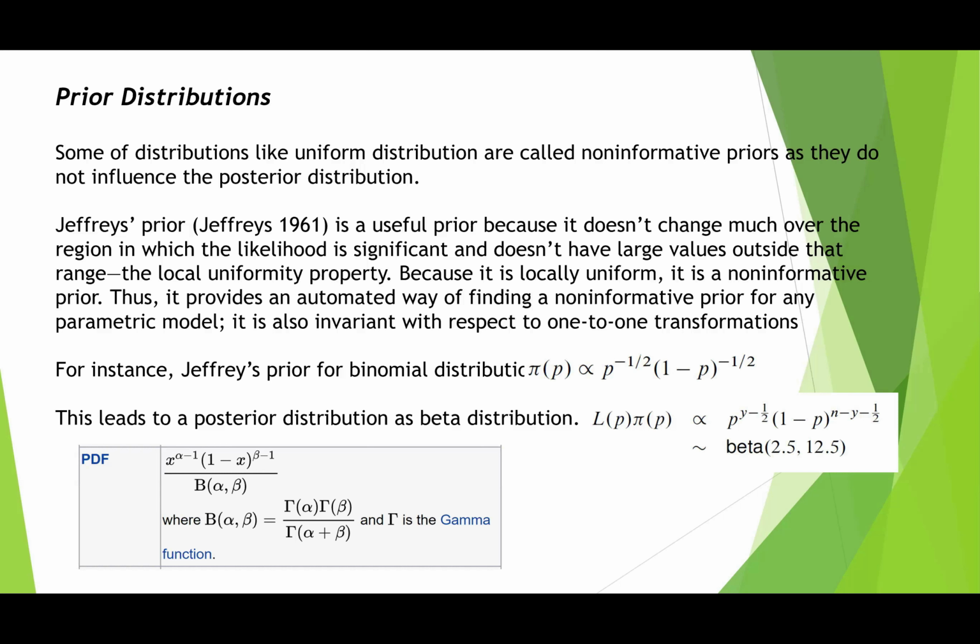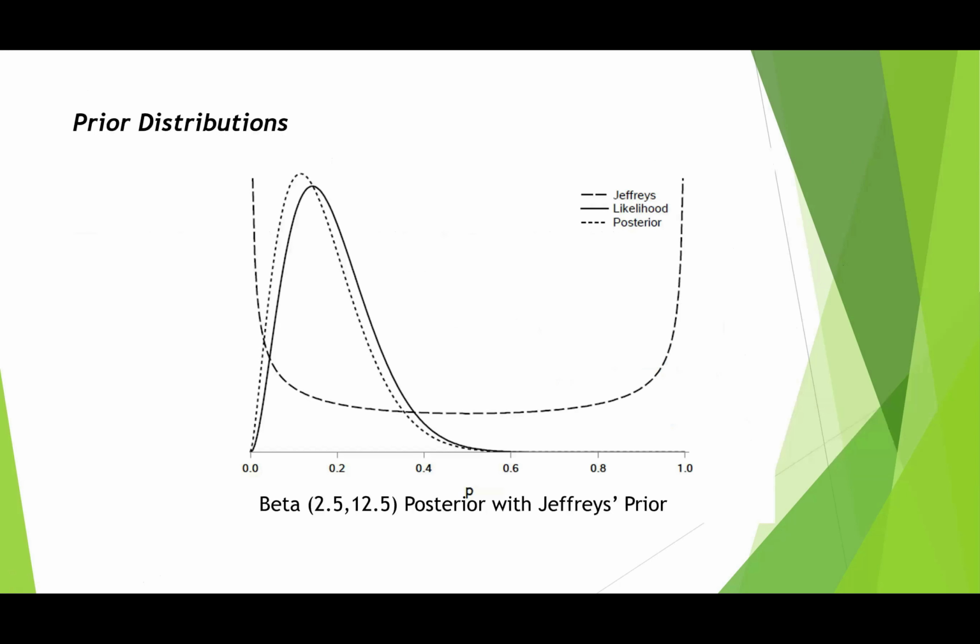For instance, Jeffreys prior for the binomial distribution is a beta distribution. This leads to a posterior distribution as a beta distribution, which is defined by this function. So, one of the difficulties in the Bayesian approach was to find an appropriate prior, and in the absence of any other information, we could go for a non-informative prior.